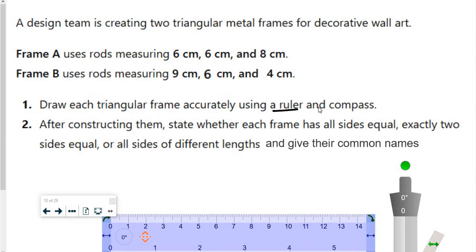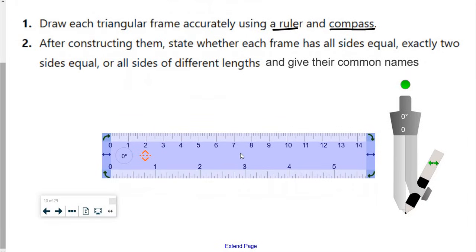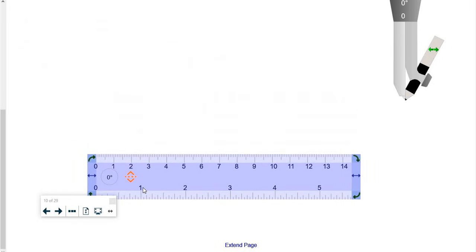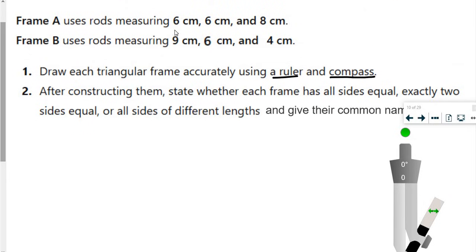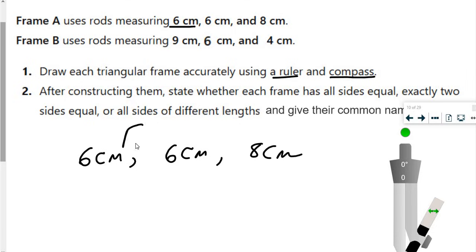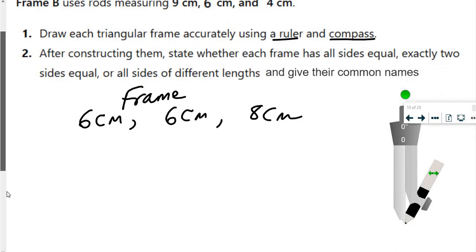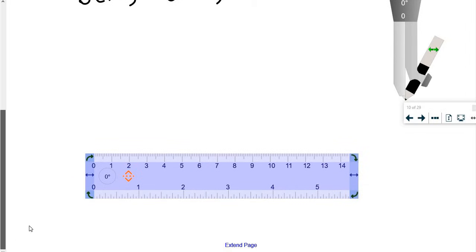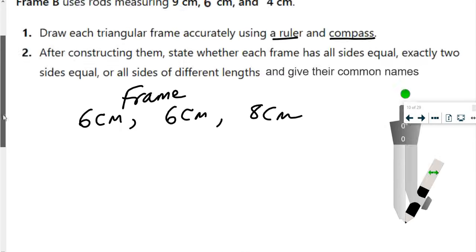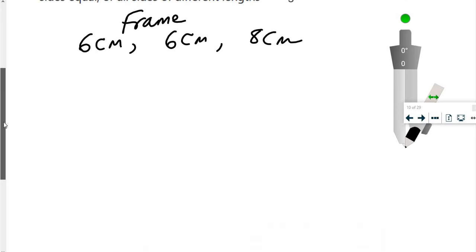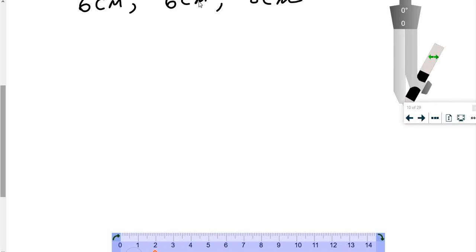Now, we need to use a ruler and a compass. So I will start with frame A. For frame A, we have to construct a triangle that measures 6 centimeters, 6 centimeters, and 8 centimeters. That is frame A. Now, to do that, we need to have a scale. The first step is to make sure that you have enough space above, because the triangle will be growing towards up.